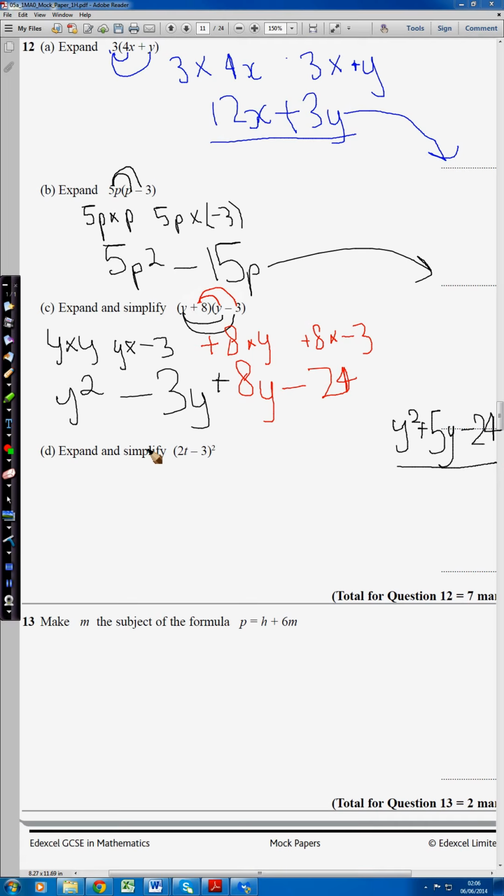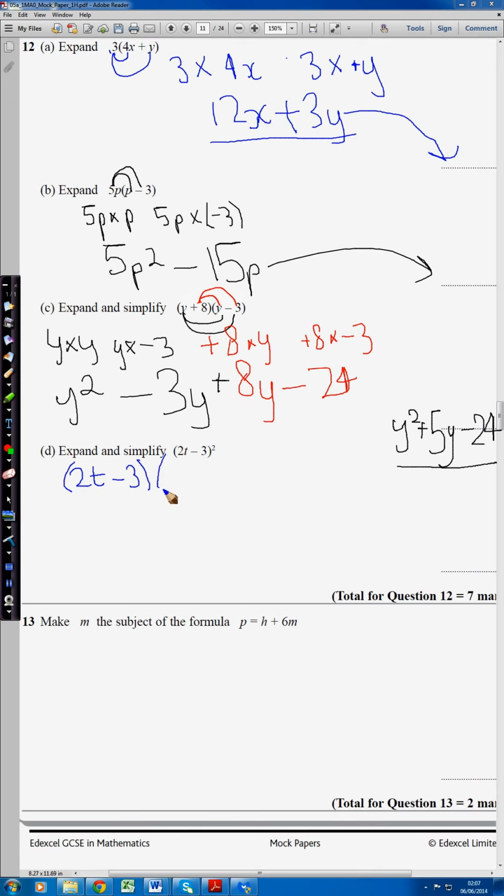Next question. Expand and simplify 2t minus 3 squared. Now, the common mistake the students make here, they square this and square that, or double this and double that, and get the complete wrong answer. Squared means multiply by itself, so we have to write this bracket out twice. So we write down 2t minus 3 times the same thing again, 2t minus 3, that's what it means by squared.